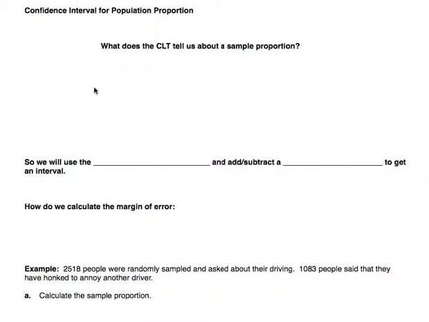In this video, I'd like to go over the first confidence interval calculation section, and that is with calculating and estimating the population proportion. So first we want to go back and talk about the central limit theorem. What is the central limit theorem and what does it tell us about the sample proportion?